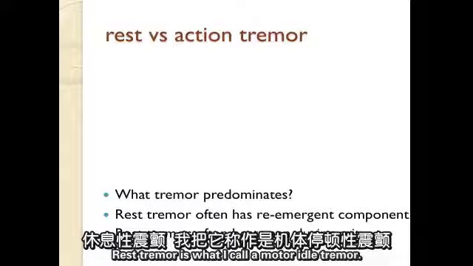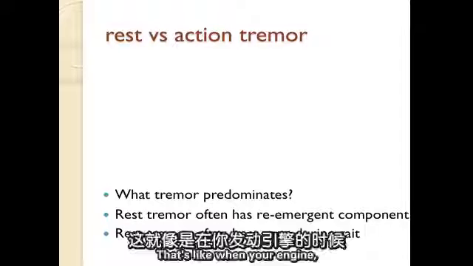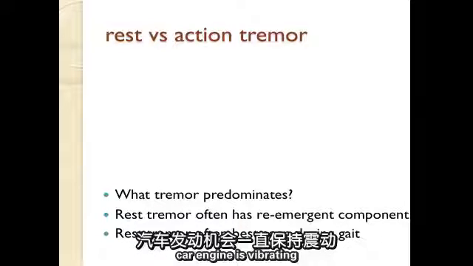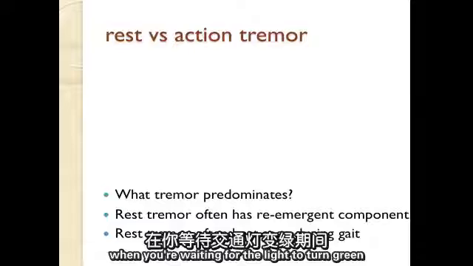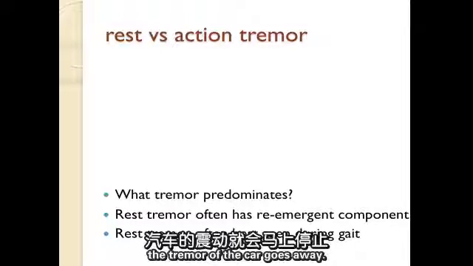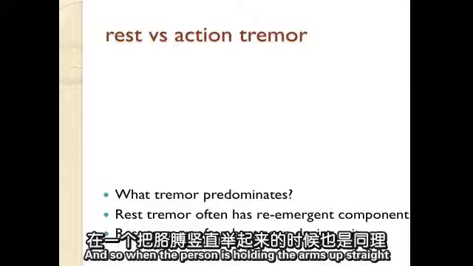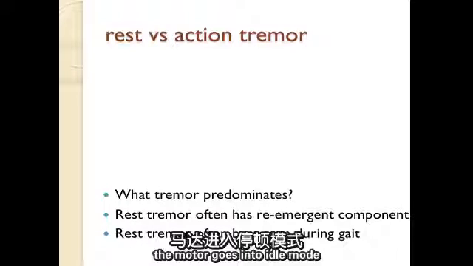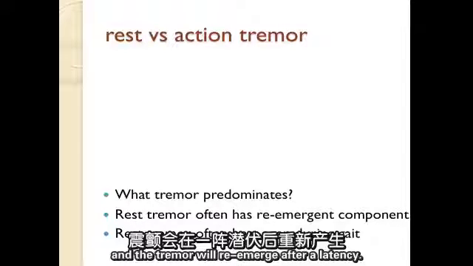Rest tremor is what I call a motor idle tremor. It's like when your car engine is vibrating when you're waiting for the light to turn green, and as soon as you hit the accelerator, the tremor of the car goes away. And so when the person is holding the arms up straight, the motor goes into idle mode, and the tremor will reemerge after a latency.